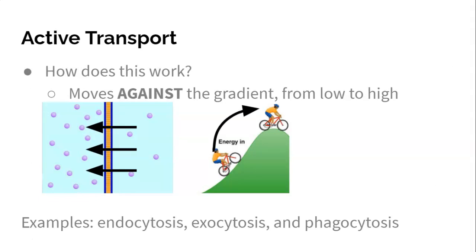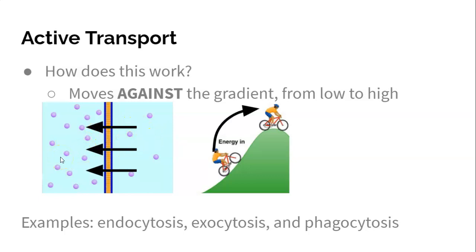This is basically the opposite of passive transport. So now it moves against the gradient and it's going to move from low to high. So in this case, you would take wherever you have a lower concentration of whatever it is that you're looking at, and with active transport, it's going to move into where there's a higher concentration. So it moves from low to high. So it moves against the gradient.